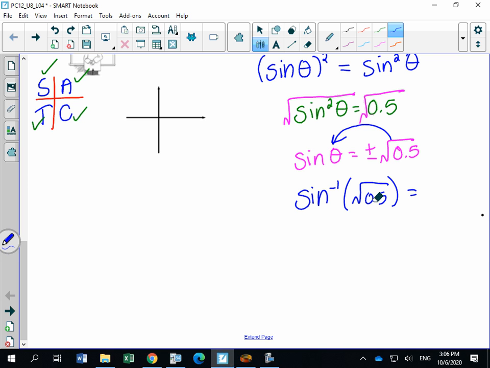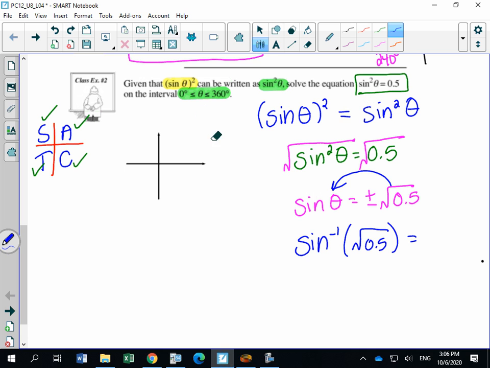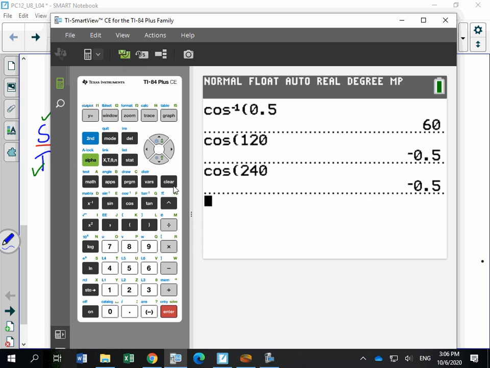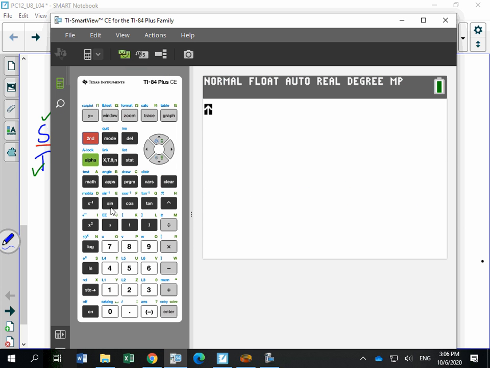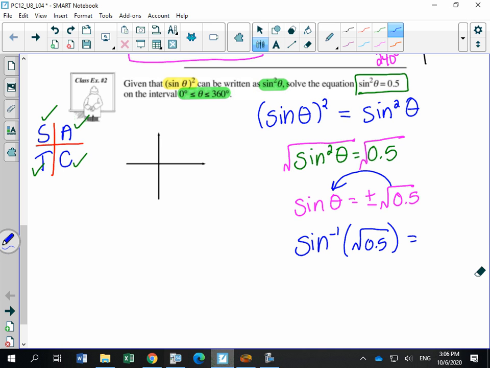Then I'm going to look at the top: am I in radians or am I in degrees? And this domain restriction tells me that they want my answer in degrees. So I'm in degrees on my calculator. So let's figure out what the reference angle is. Second function, sine of the square root of 0.5. And that reference angle is 45 degrees. So 45 degrees is equal to theta r.